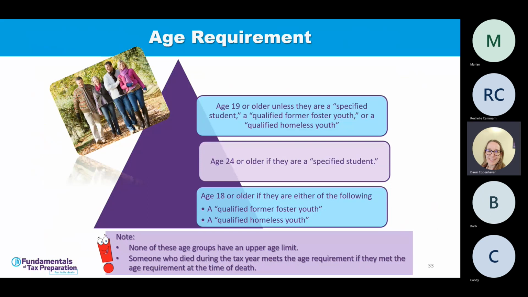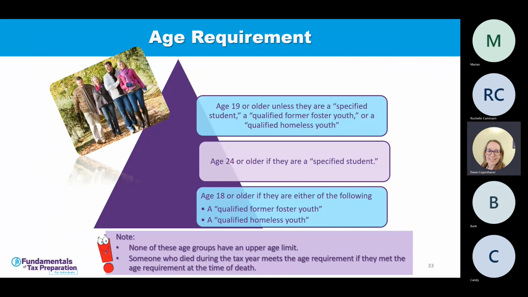Okay, so the age requirement. For 2021, there were special rules that were different than they are for all the other tax years. Last year only, the taxpayer only had to be age 19 or older, and there was no maximum age for the credit. Right now, once you hit age 65, you can't get earned income credit unless you have a child.